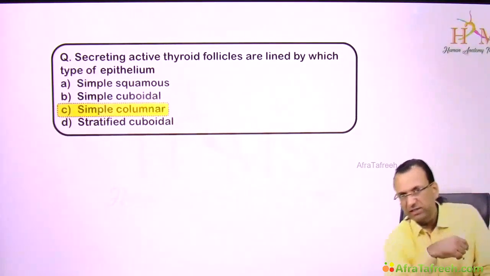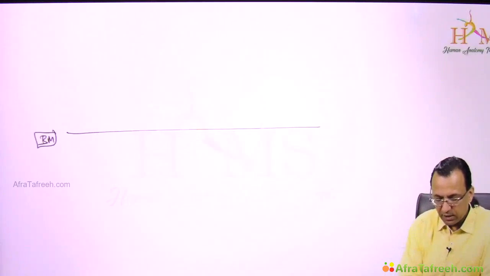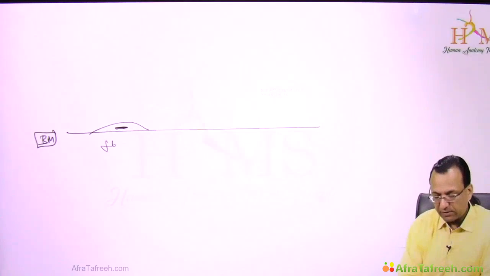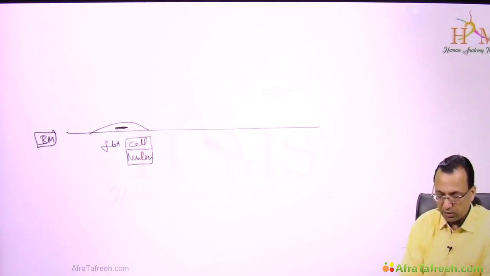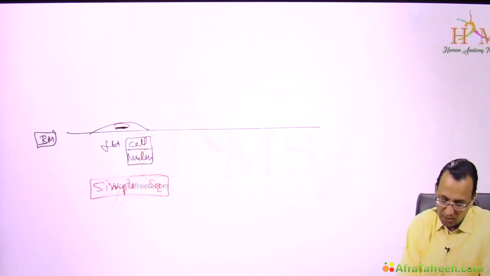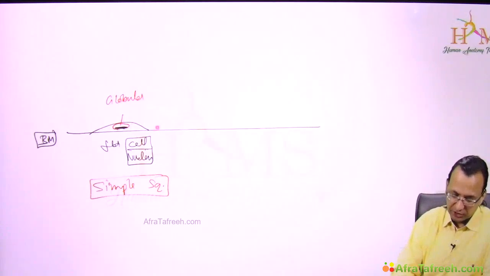Let us discuss this again. See, this is the basement membrane, and on the basement membrane, I have a flat cell with flat nucleus. If this is a flat cell with flat nucleus, then what do you call it? I call it simple squamous epithelium. So is it always flat nucleus? No, not necessary. It can be globular also, but usually it is flat. Flat cell with flat nucleus is simple squamous.